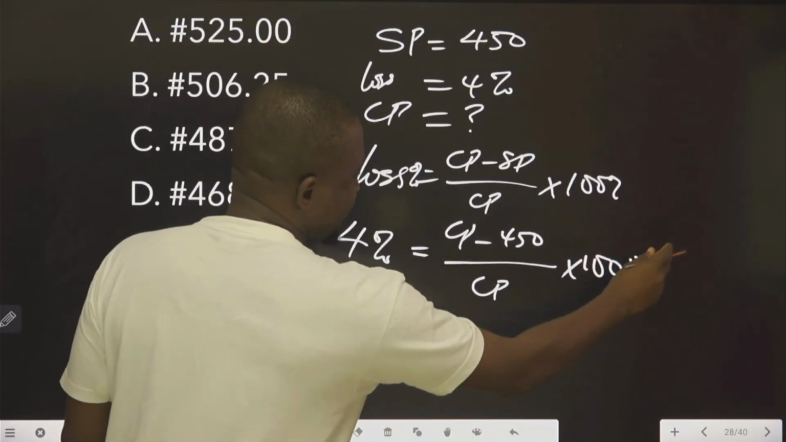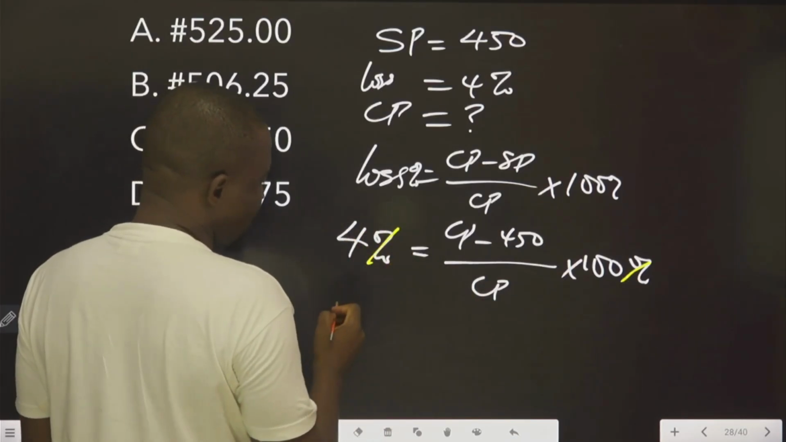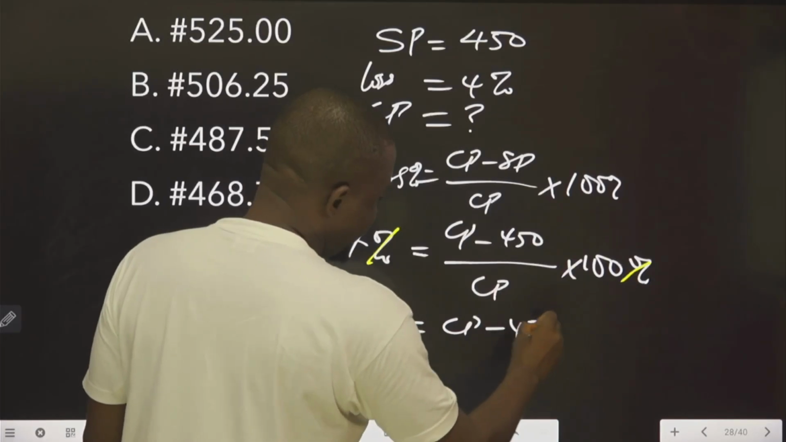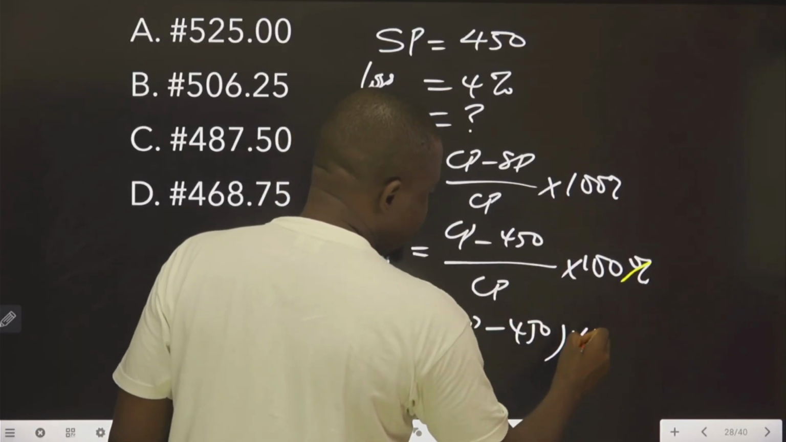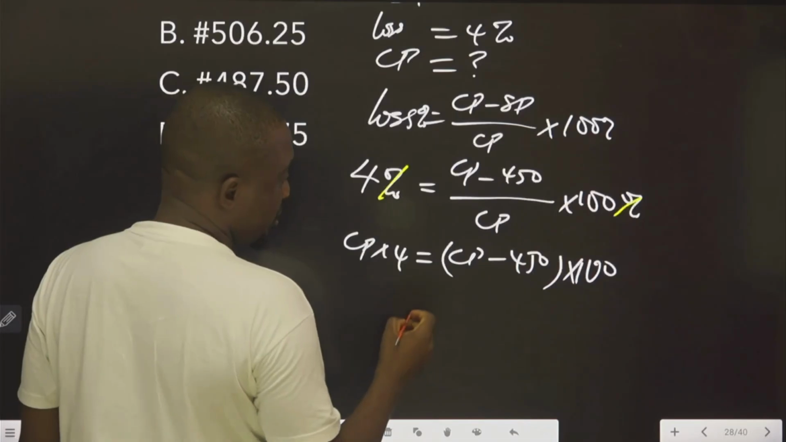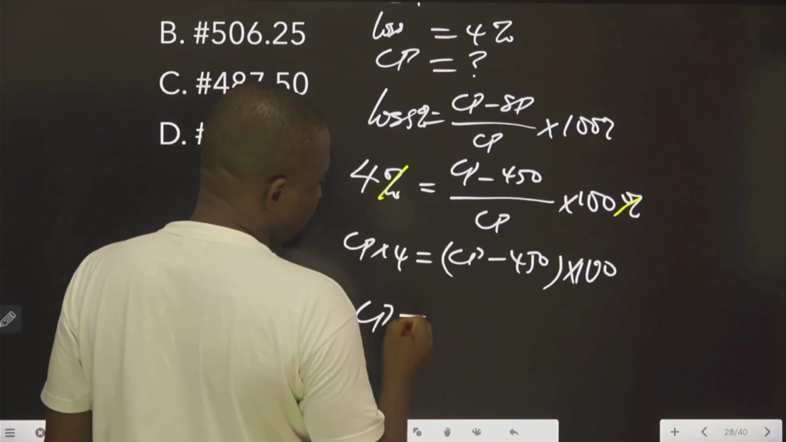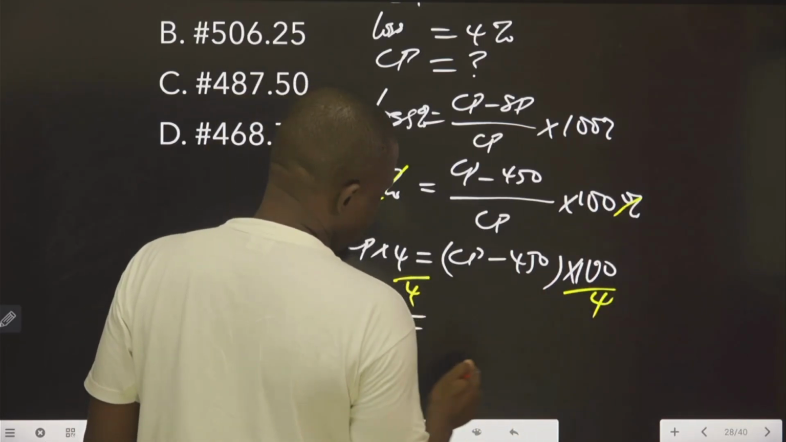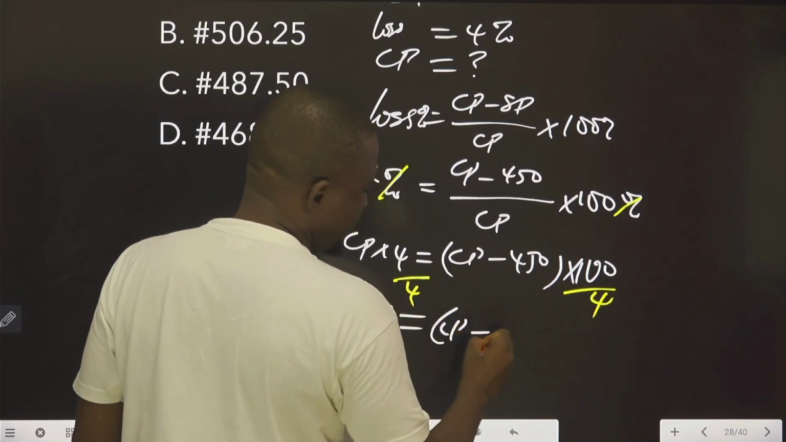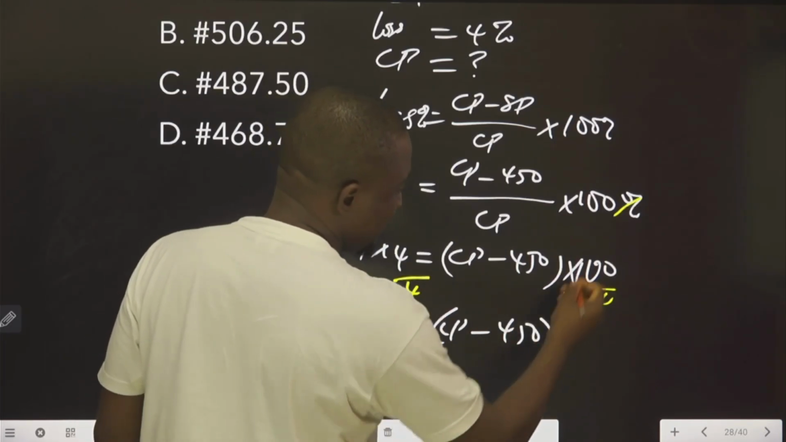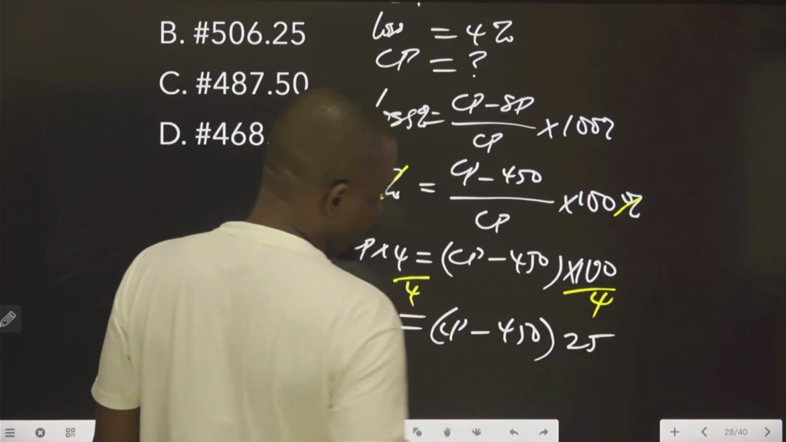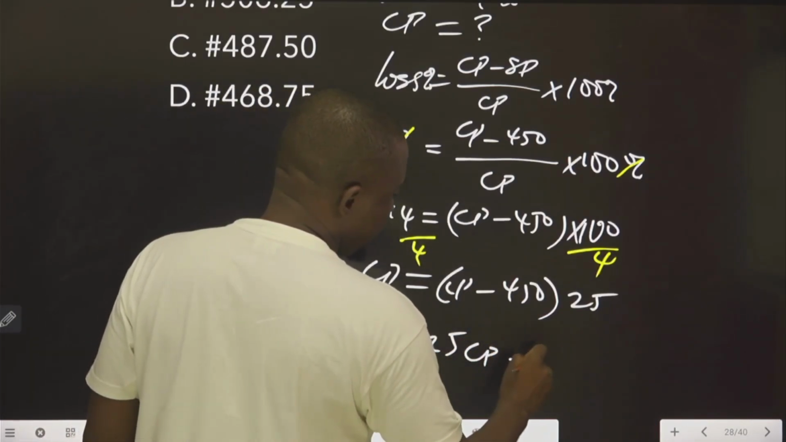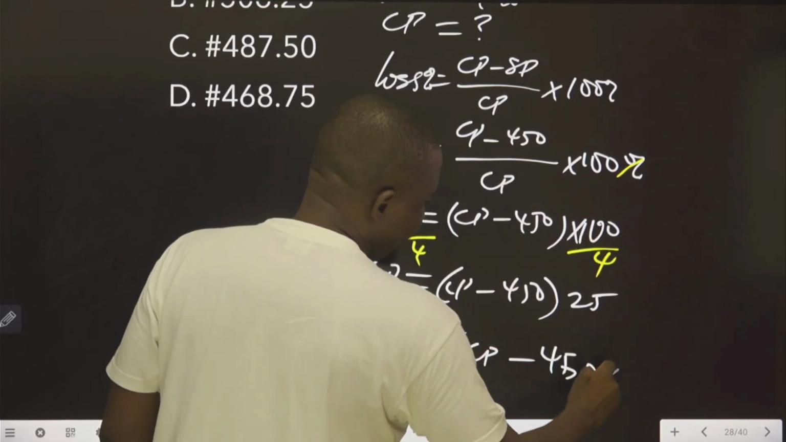Okay? That's 100%. Percent cancels percent. We can bring this to be CP multiplied by 4 equals to CP minus 450 multiplied by 100. Okay? This is CP now equals to, divide both sides by 4. You agree with me? Going to have CP, 450. This is 25. Okay? It means CP equals to 25 CP, 450 multiplied by 25.